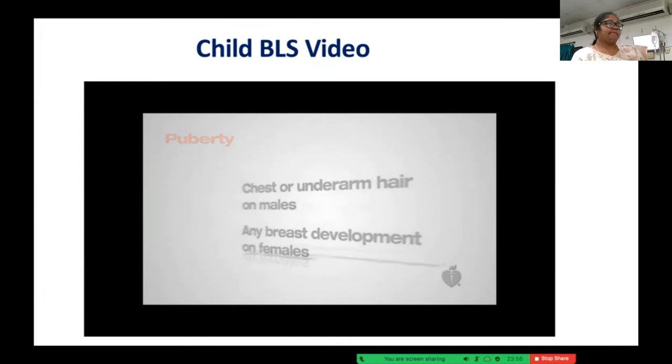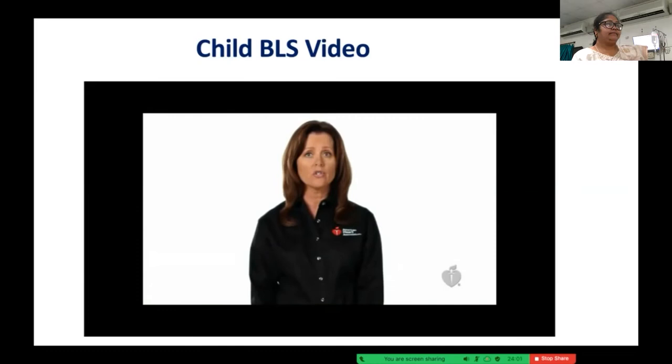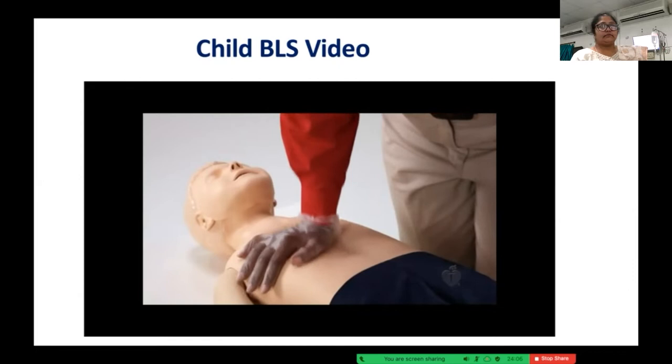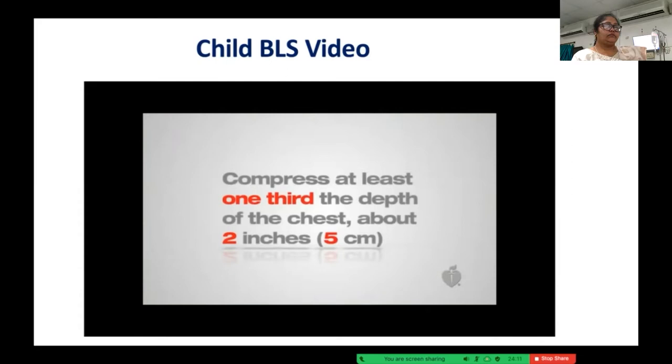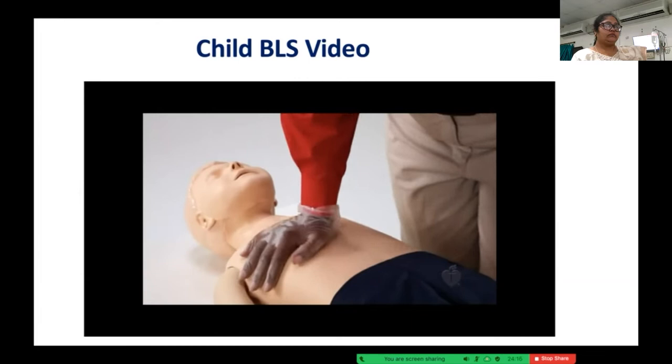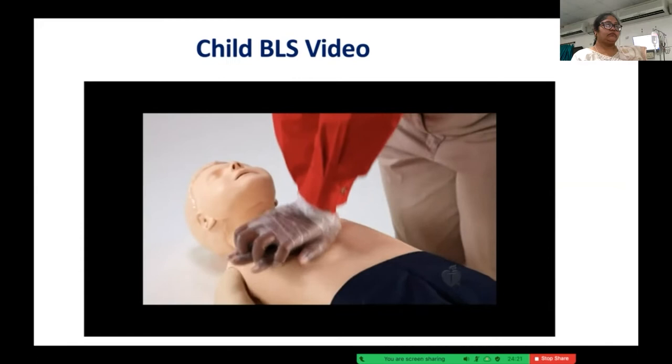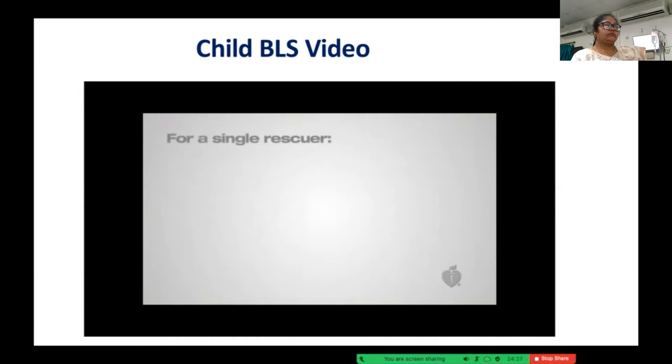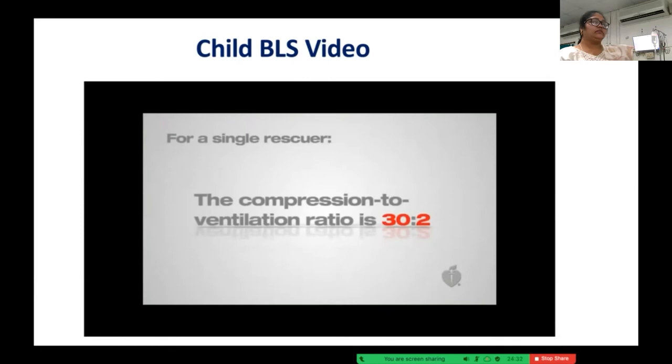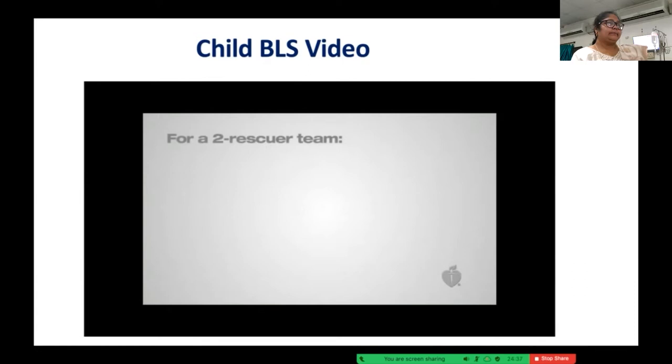When performing compressions on a child, use one or two hands, whichever allows you to provide deep, effective compressions. Compress to a depth of at least 1/3 the depth of the chest, about 2 inches or 5 centimeters, allowing the chest to recoil completely. If you are unable to compress to the correct depth with one hand, either due to fatigue or lack of upper body strength, use two hands to provide ongoing high-quality compressions. For a single rescuer for victims of all ages, use a compression to ventilation ratio of 30 compressions to 2 breaths. If you are in a 2-rescuer team for children, the ratio should be 15 compressions to 2 breaths.